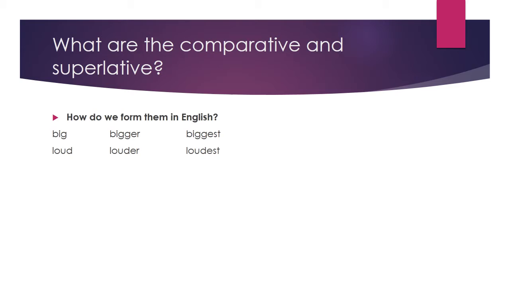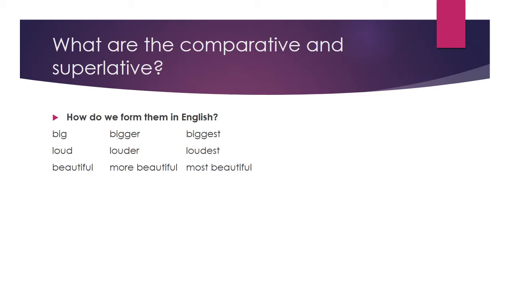Have a look at loud. Again, we've got a single syllable in English, but we have a longer vowel sound here. So with it, we can simply add ER and EST. So our comparative is louder, superlative loudest. When we have in English more than one syllable in our adjective, we can't simply add ER. We have to use extra words to do this.